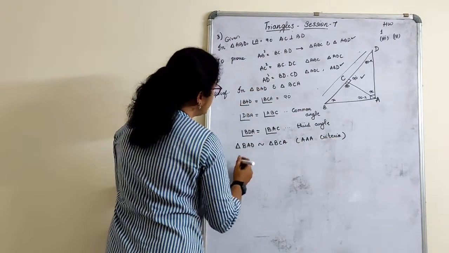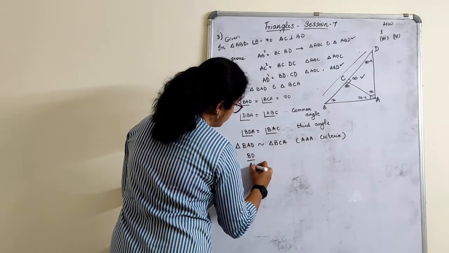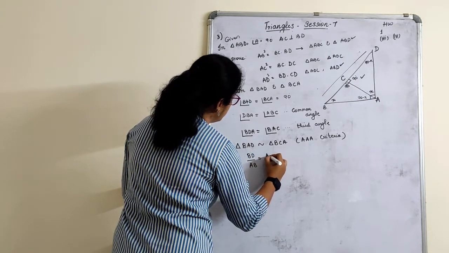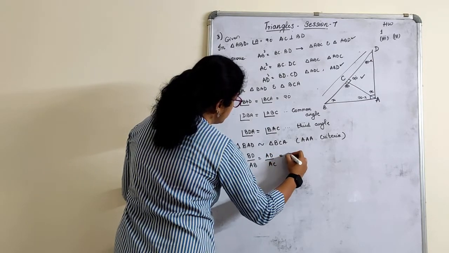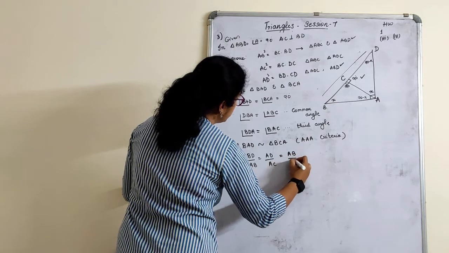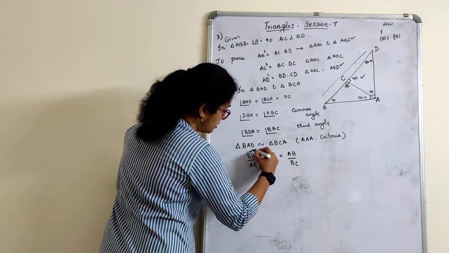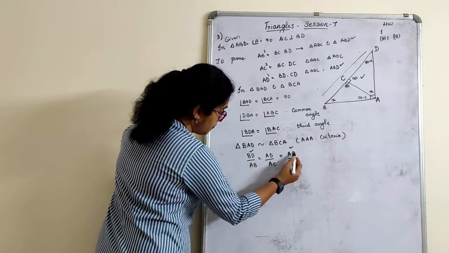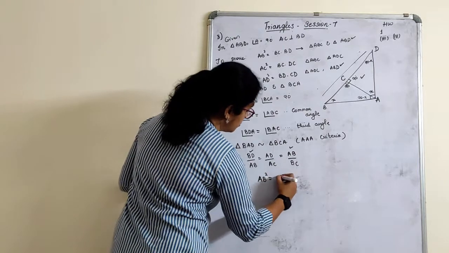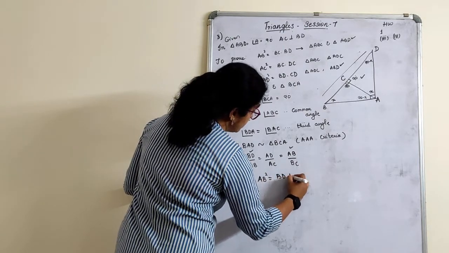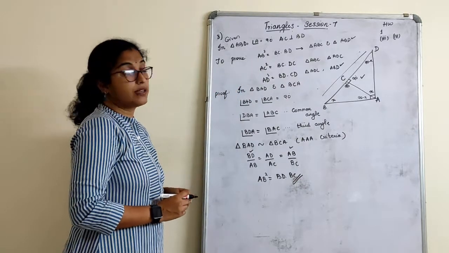So BD upon AB is equal to AD upon AC is equal to AB upon BC. So AB, I will choose this and this. AB into AB, AB square is equal to BD into BC. We proved the first one.